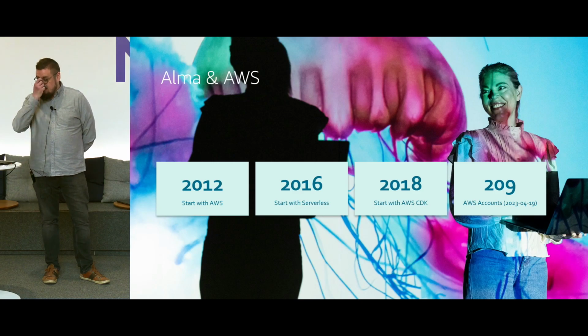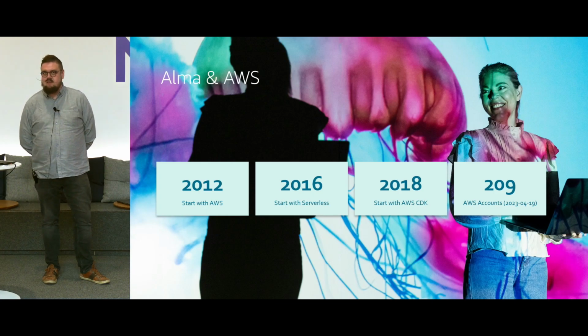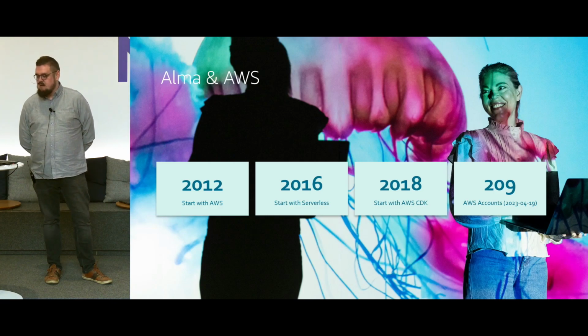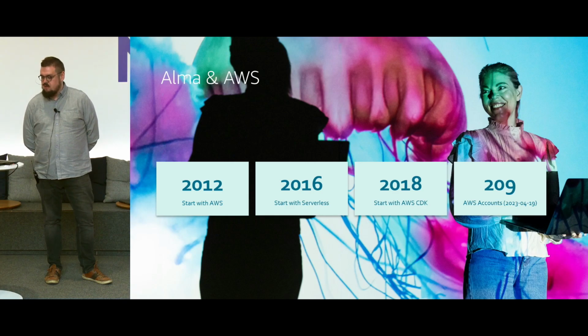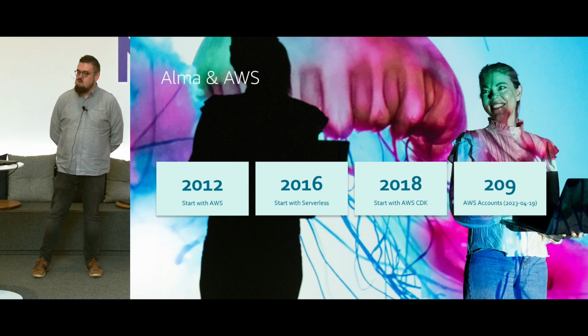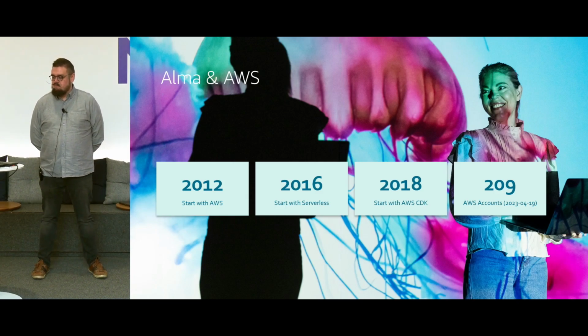And since late 2018, we started using AWS CDK, even though the documentation said not to use this in production. But we ignored the documentation and used it in production already back then, and we've been pretty happy with the CDK. Actually, yesterday I checked that we have 209 AWS accounts, and the number is always growing because we are bringing different parts of the company to AWS.